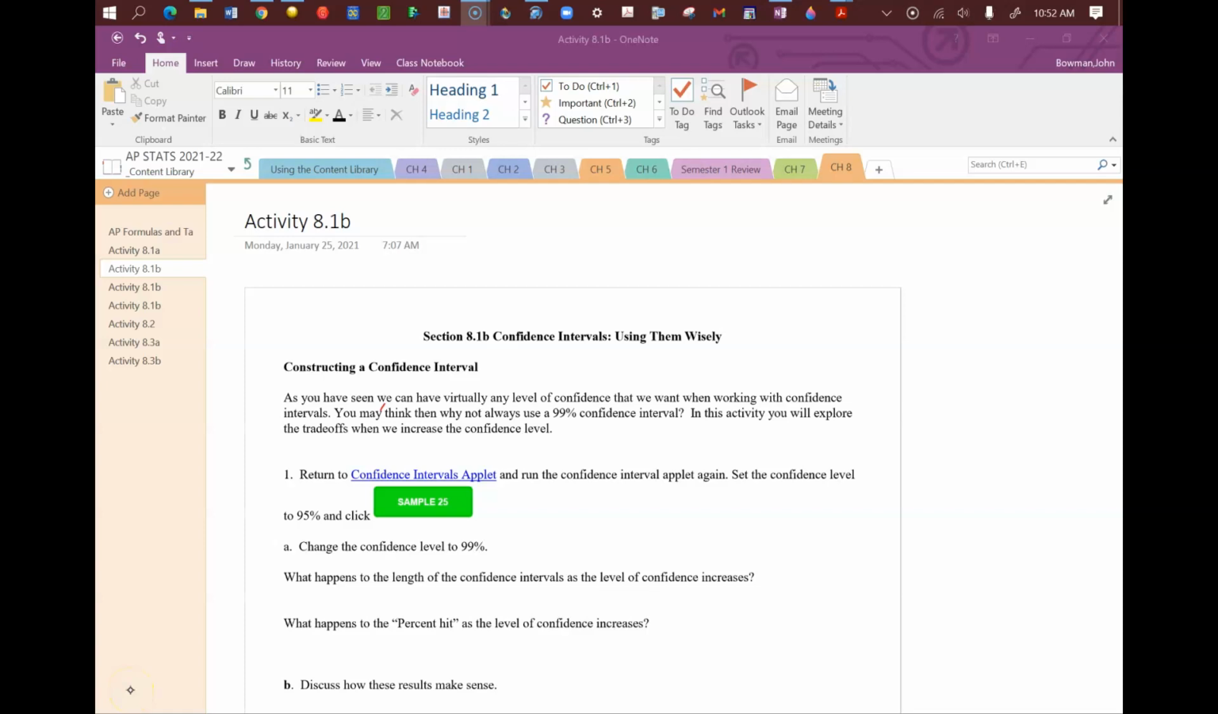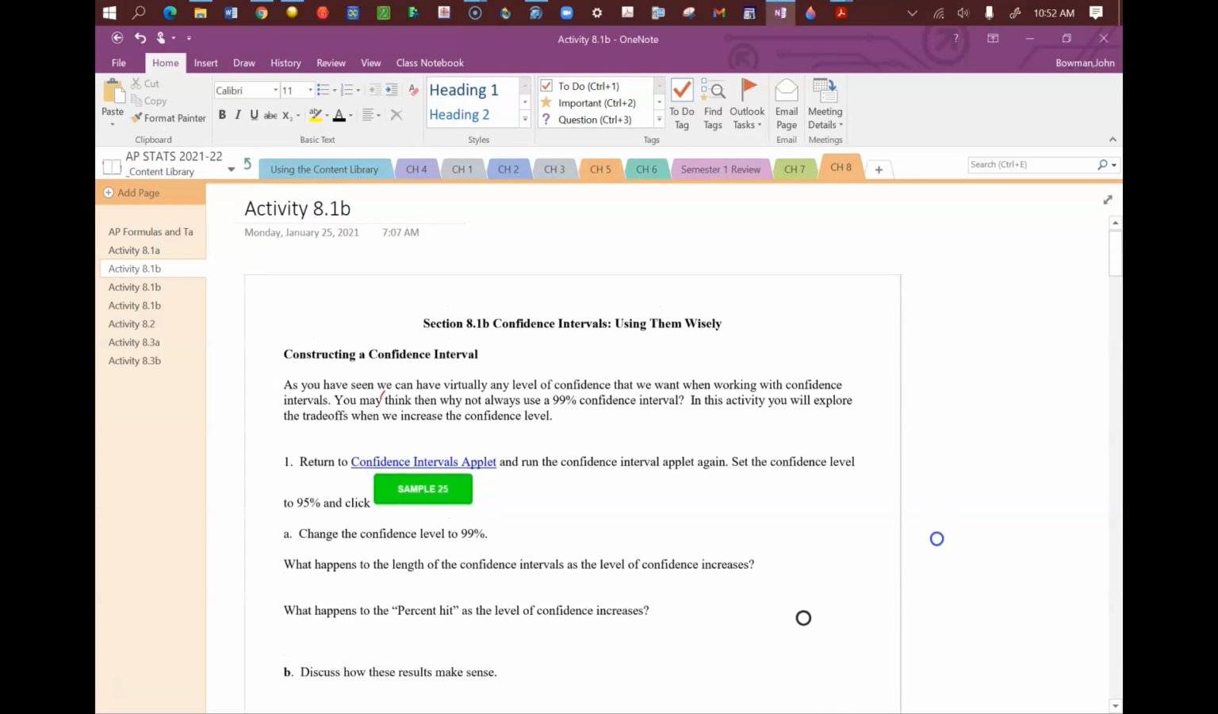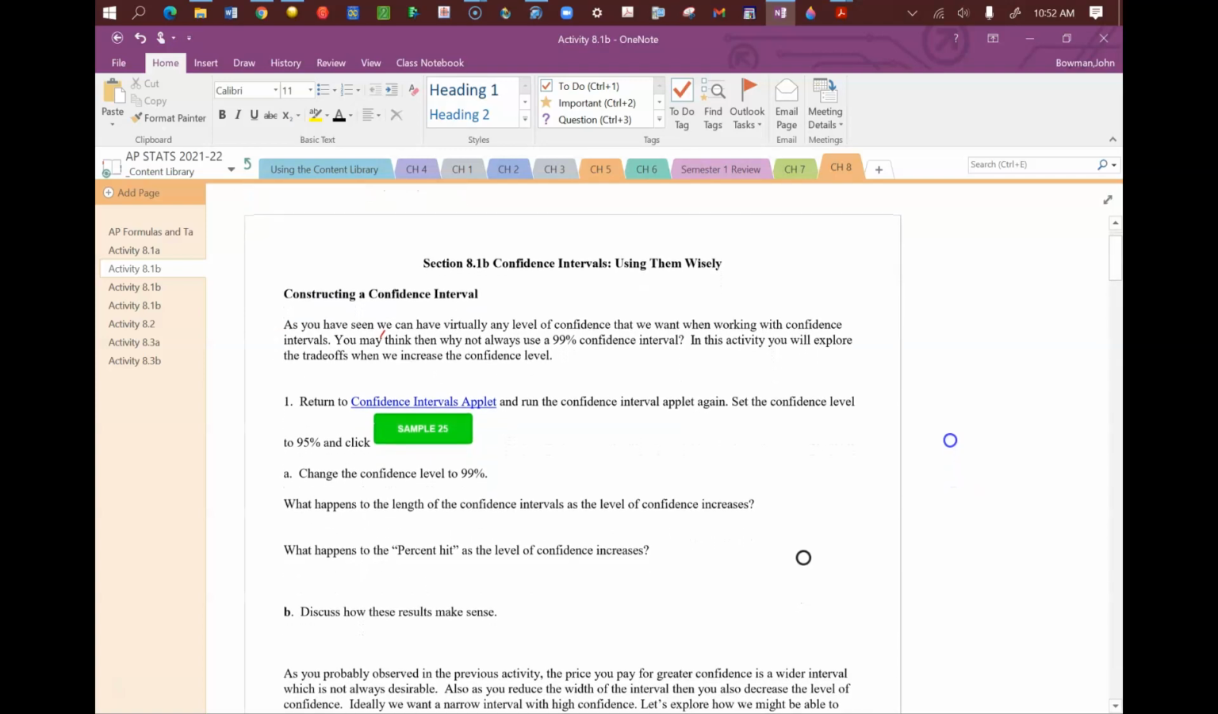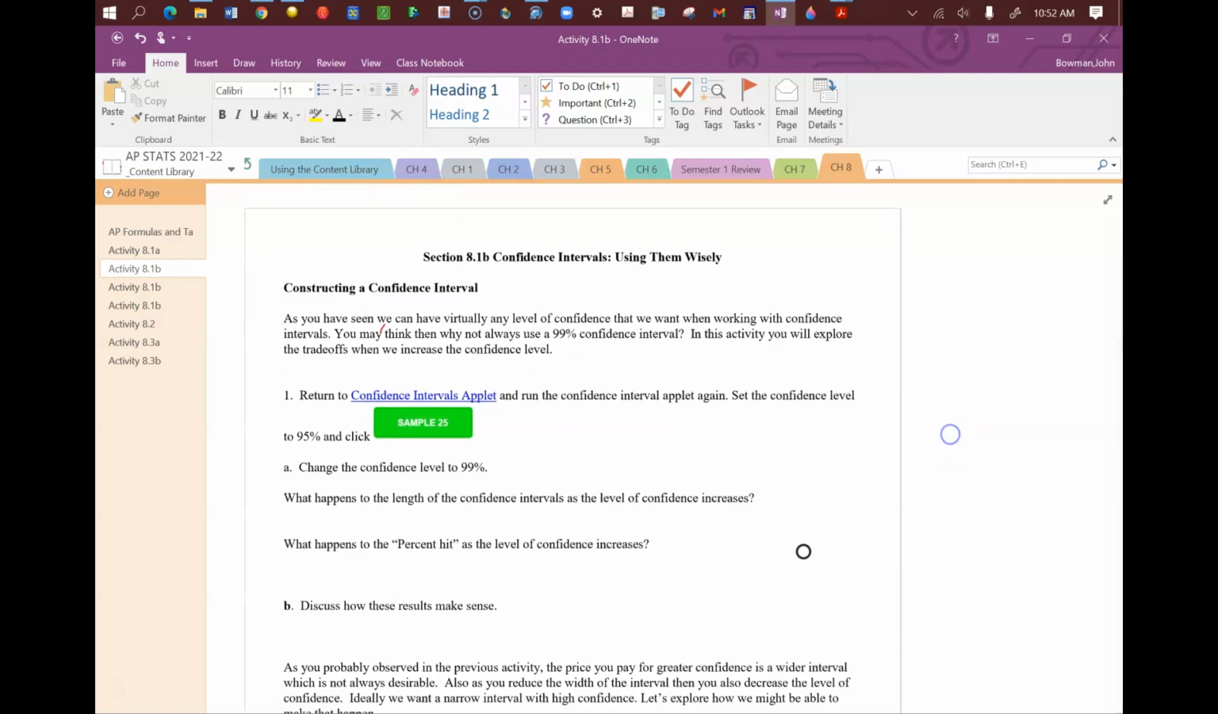Hi everyone, welcome back to the second lesson on the idea of confidence intervals. In this video, we're going to continue taking a look at the properties of a confidence interval. To start with, we're going to take a look at what happens when you change the level of confidence.